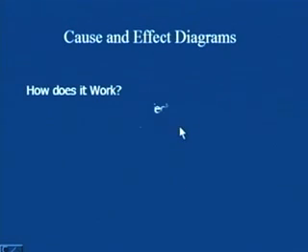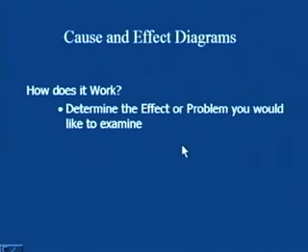How does it work? Determine the effect or problem you would like to examine. This is the first step, that we should determine the effect. Suppose we say that we want to improve the quality of the product or quality of the turning operation. This is the effect. Or maybe some other service example, suppose we are interested in improving the quality of the food in a particular hotel. So, that is the effect or that is the problem. So, first identify what is the effect or the problem.